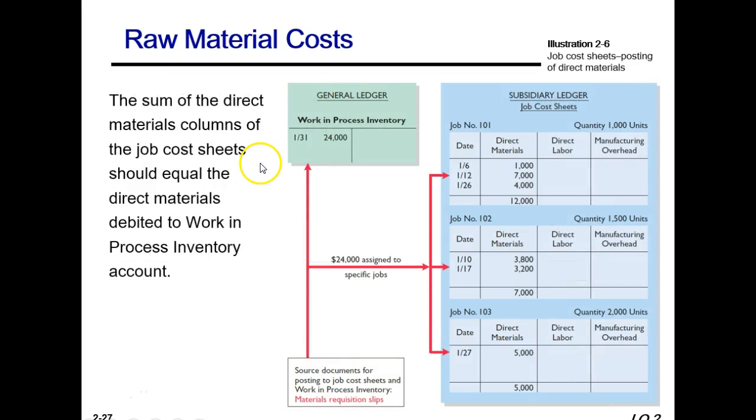The sum of the direct material columns of the job cost sheets should equal the direct materials debited to work in process inventory account. So as you see, our WIP account shows 24,000. We can clearly show the 12 for this job, plus the 7 for this job, plus the 5 for this job, come up with our 24,000 WIP. Okay?